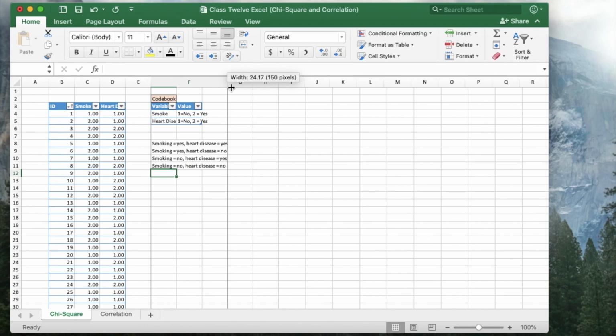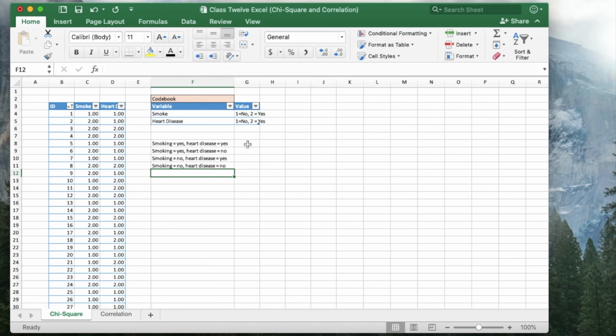Okay, and then what we want to do is go through and find our observed values. And these are just frequencies of all the people that have yes and yes for both, that have yes and no for smoking and heart disease, and so on through the list. Basically all these are frequencies or counts. That's essentially what a cross tabulation is, it's a count of all of the different response categories in our data.